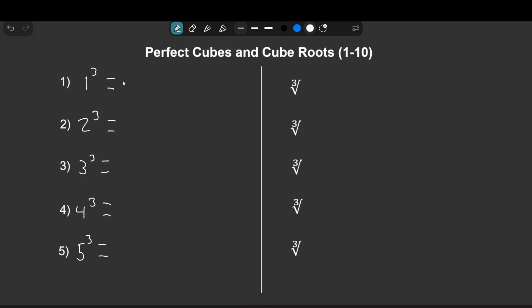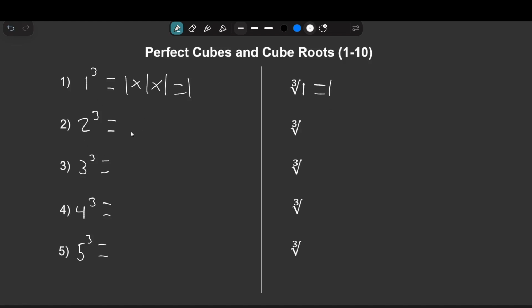So let's start with 1 cubed. As I said, cubing a number, or if you have an exponent of 3, they're basically the same thing. It means that we have to times the number by itself 3 times. So for 1, we do 1 times 1 times 1. This will equal, of course, 1. So also, the cube root of 1 will also be 1, because 1 times 1 times 1 equals 1. So the cube root of 1 will also equal 1.